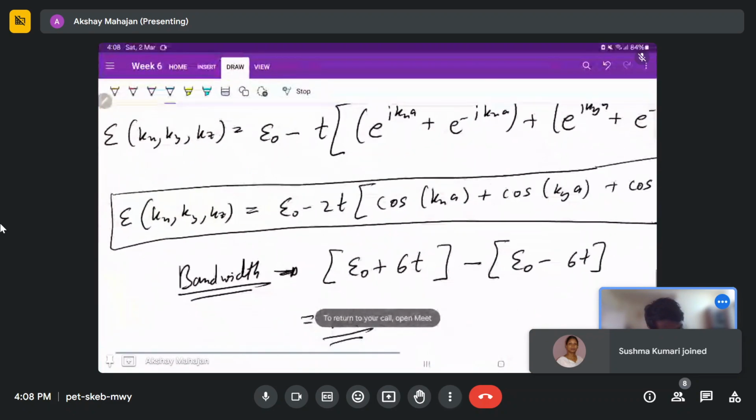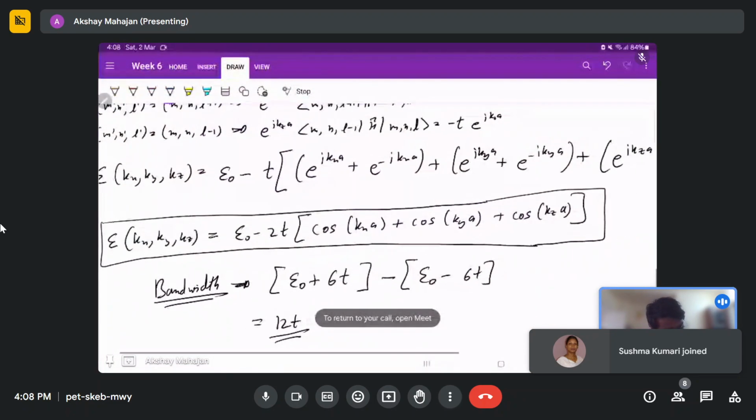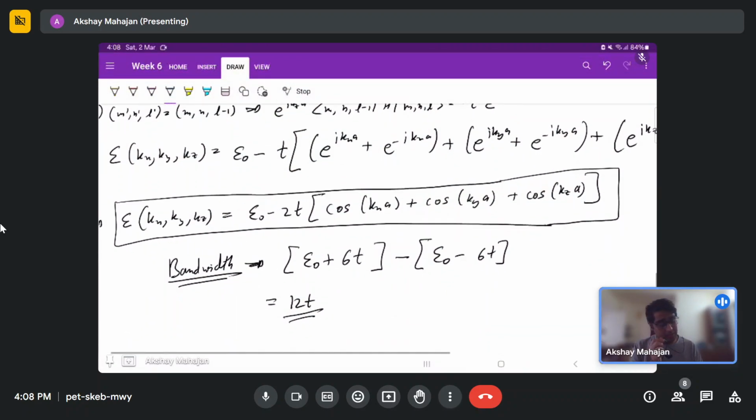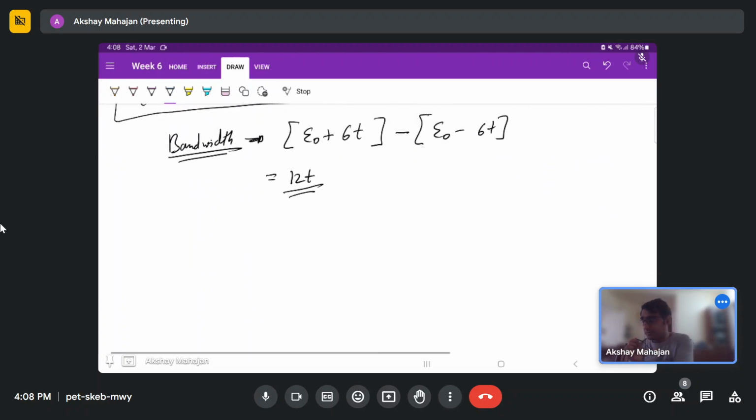Okay, like this. And here we can see that this was our energy dispersion relation for the simple cubic case. To find the bandwidth, the maximum value of this minus the minimum value, we can see it is 12 times t. All right, so now there were two remaining parts. One was for the BCC, body centered cubic case, and one was for the face centered cubic case.